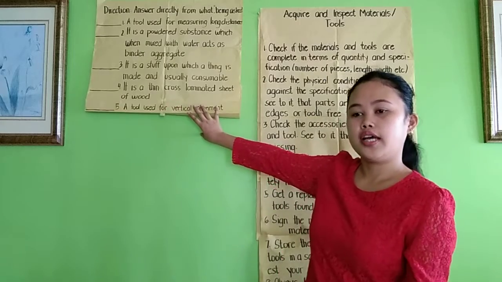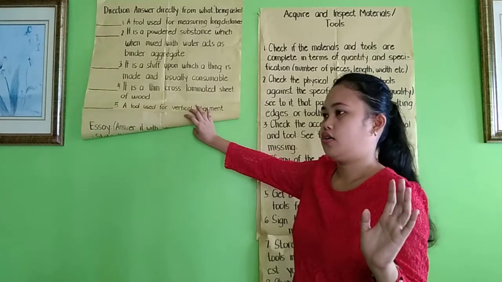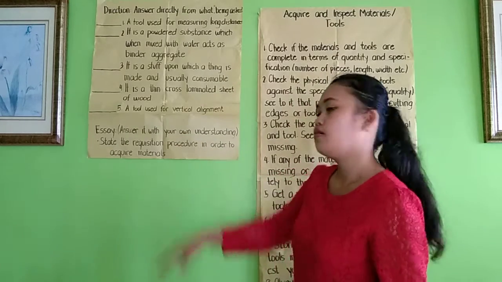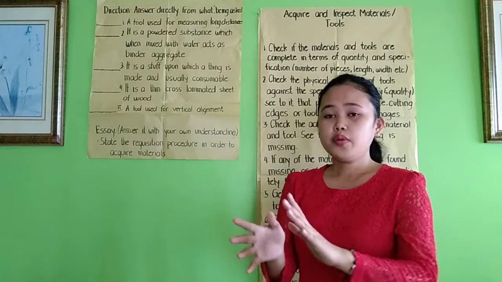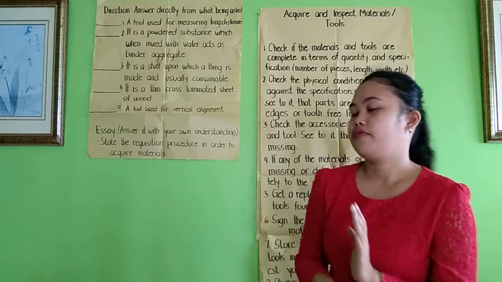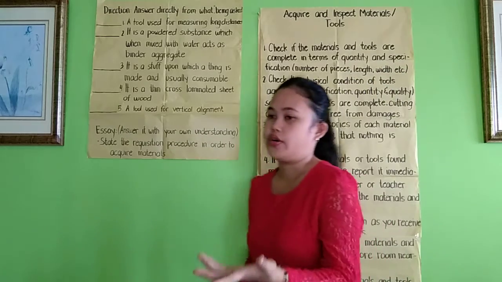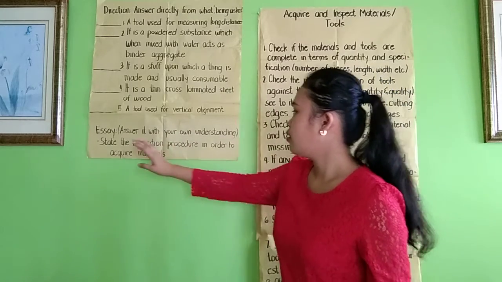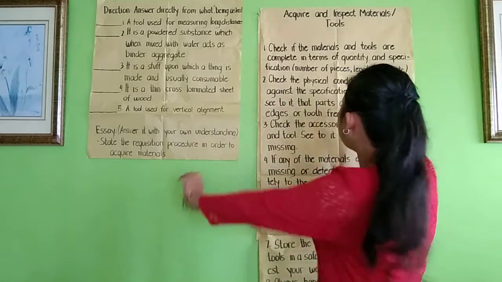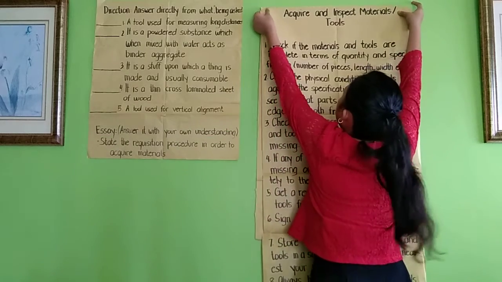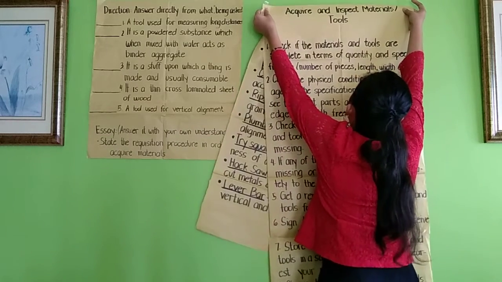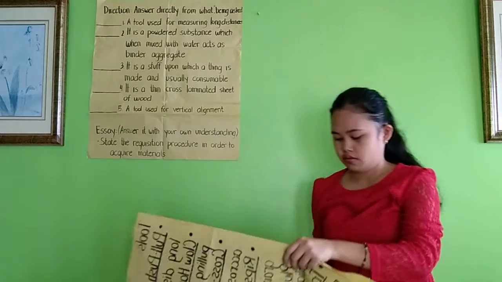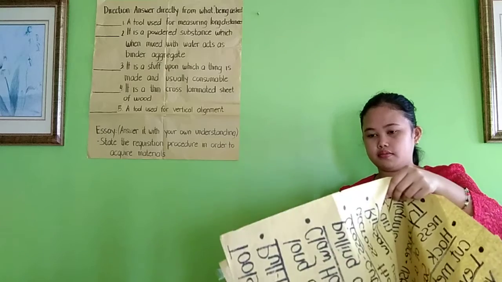So now, I would like to have group works. So group yourselves to 5 and answer this essay. So everyone in the group should participate for you to have a grade, a score. So answer it with your own understanding. So state the requisition procedure in order to acquire materials. You get this for you to have your own opinion, your own understanding.